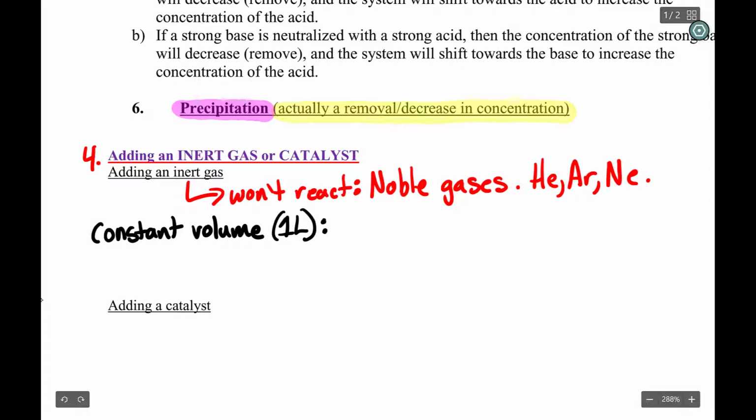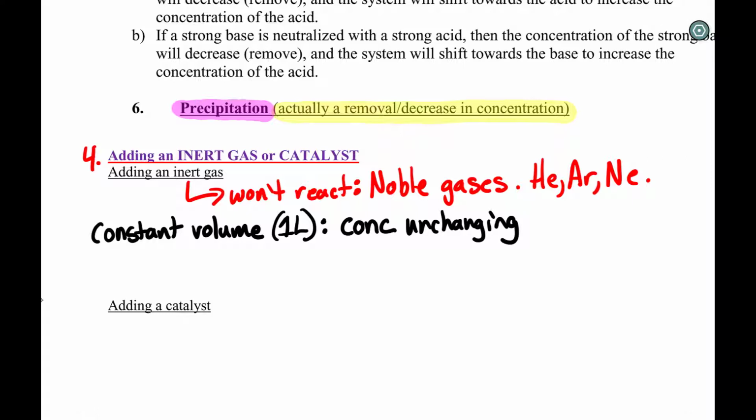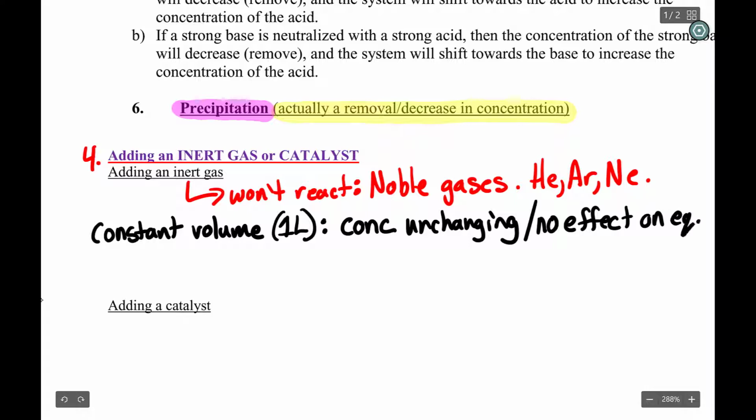When you add an inert gas to that, it's not changing the volume of the container, which means the concentrations are unchanging. Now, in order to cause a shift, you would have to change the concentration or the volume of something or the temperature to cause a shift. So this essentially has no effect on the equilibrium other than it increases the total pressure within the system.